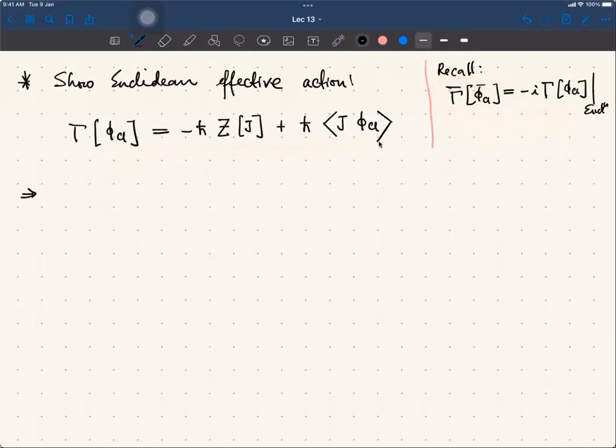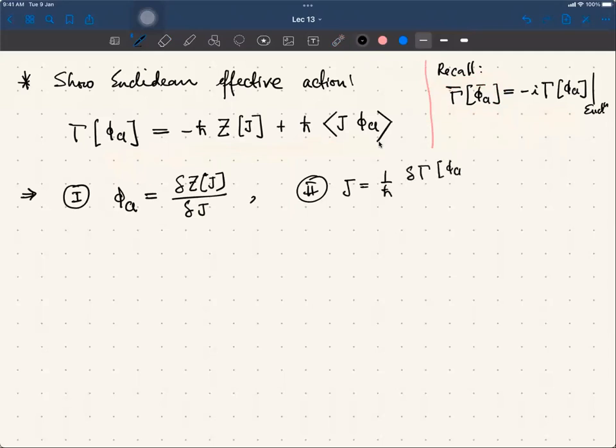Then from this it follows that, number 1, phi_CL is given by del Z/del J, and number 2, J is equal to 1 over h bar del Gamma(phi_CL)/del phi_CL. Now, what would be the steps for calculating Gamma?